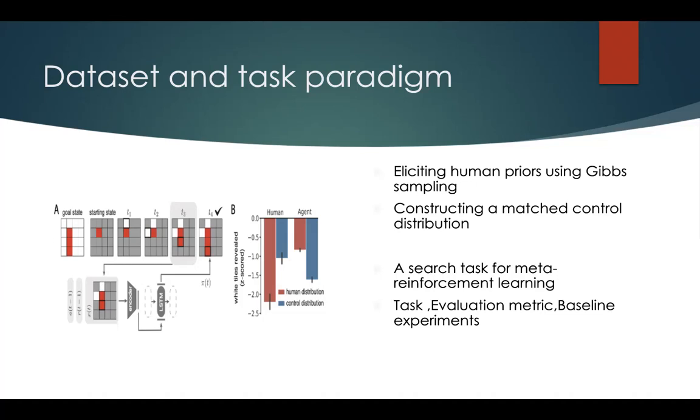Constructing a matched control distribution. Here, the researchers create a control distribution of boards that matches the statistics of the Gibbs boards, but is not produced by human decisions. These give 99% accuracy. They use a fully connected neural network to encode the conditional distribution of the GSP boards.